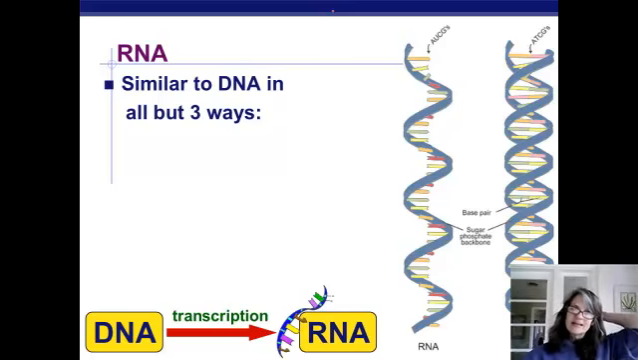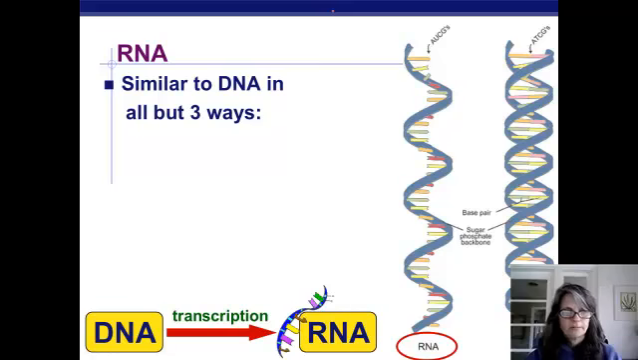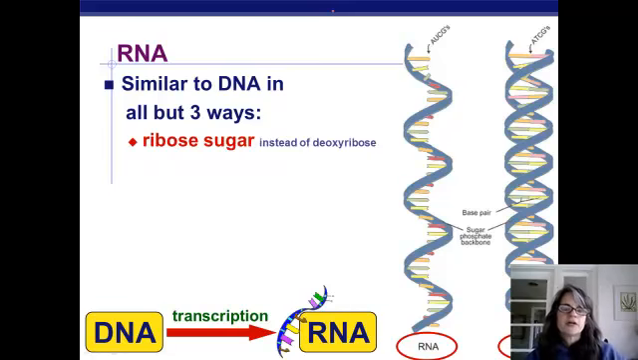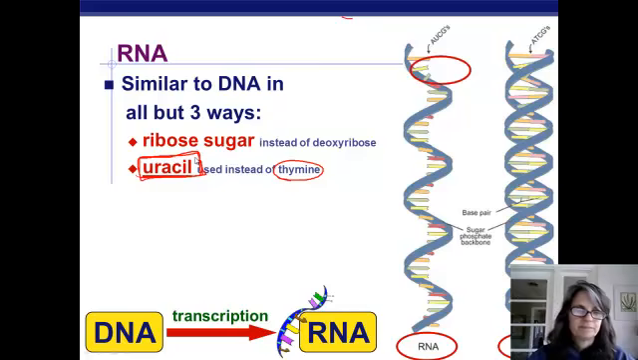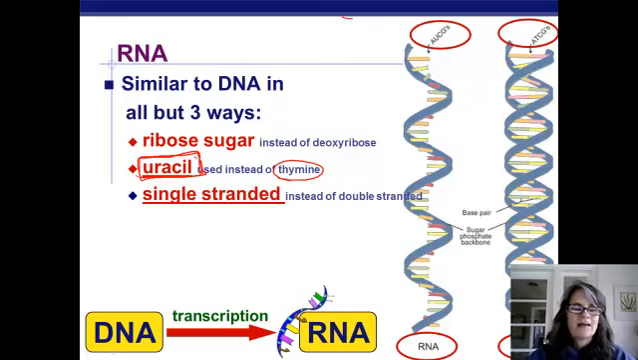Now, DNA and RNA are really similar in all but three ways, okay? They're both nucleic acids made out of nucleotides and all that, but ribose sugar is used in RNA instead of deoxyribose, hence RNA instead of DNA. There is no thymine, there are no T's in RNA, so everywhere you would expect to see a T in an RNA molecule, you will actually see something called a U or a uracil nucleotide. It's just used in place of thymine. Okay? Also, RNA is single-stranded instead of being double-stranded.